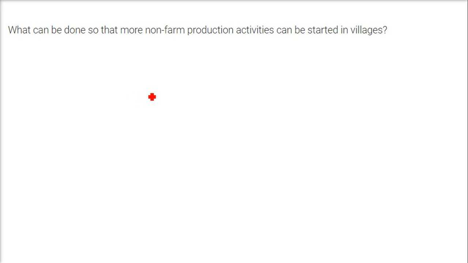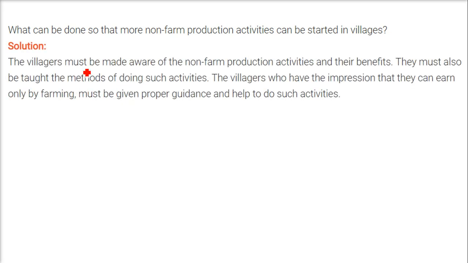So what can be done so that more non-farm production activities can be started in villages? The villagers must be made aware of non-farm production activities and their benefits, because most of them are totally dependent on farming, like 75% of Palampur is doing agricultural activities. Only 25% are in non-farming activities.